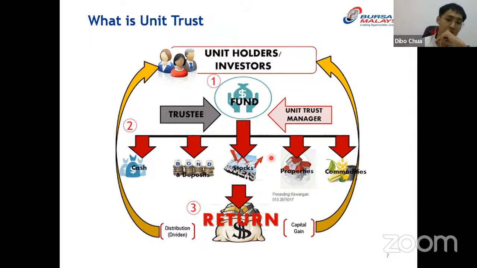If the investment materializes into good returns, the returns come in the form of dividends and capital gains. Then they distribute them back to the investors. This eventually creates a very healthy cycle that allows people to invest in a very easy way. So as you can see, unit trust is a very good thing that allows people to have investments.